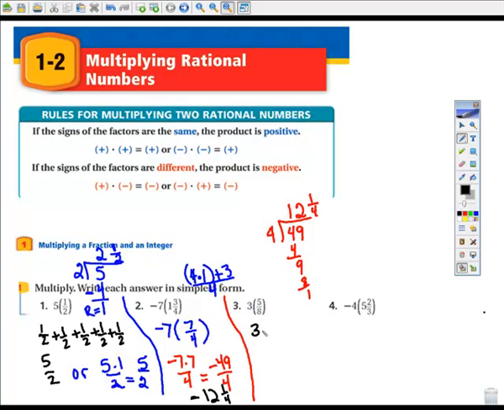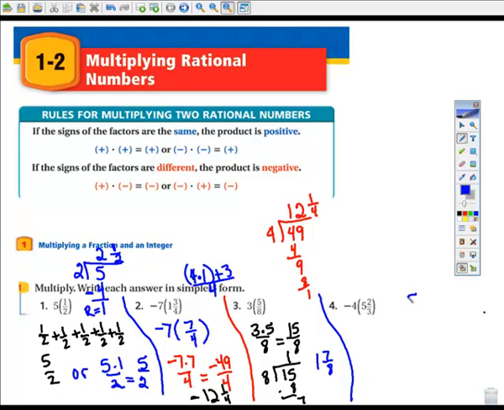All right, 3 times 5 divided by 8. That gives me 15/8. So we're going to put 8 into 15. It doesn't quite go twice, so it's 1. When I subtract, I get a remainder of 7. So my answer is 1 7/8. And it's positive because I have a positive times a positive.